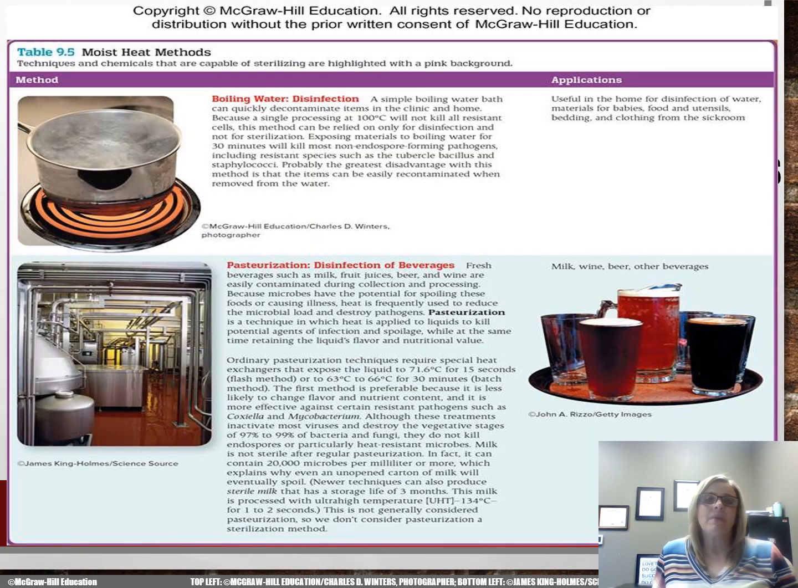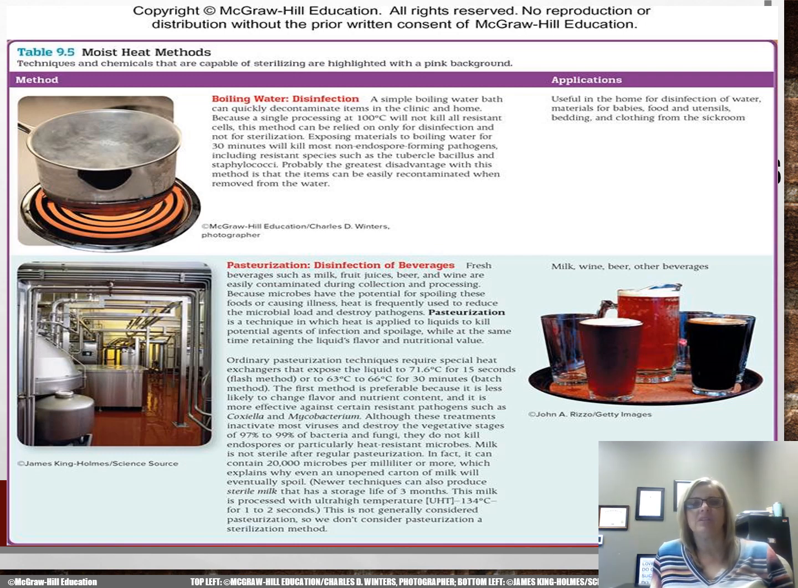So we've got three methods of moist heat applications. We have boiling water disinfection, which is what is seen here at the top. 100 degrees Celsius doesn't kill all the resistant cells. This is not sterilization, because it doesn't kill all of them. 30 minutes will kill most non-spore forming pathogens. One of the downfalls is it can be contaminated when removed from the water. If you put something in boiling water and take it out, it can easily get contaminated again.